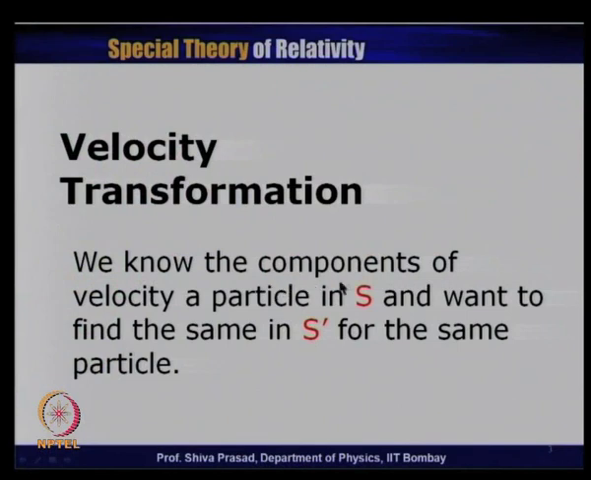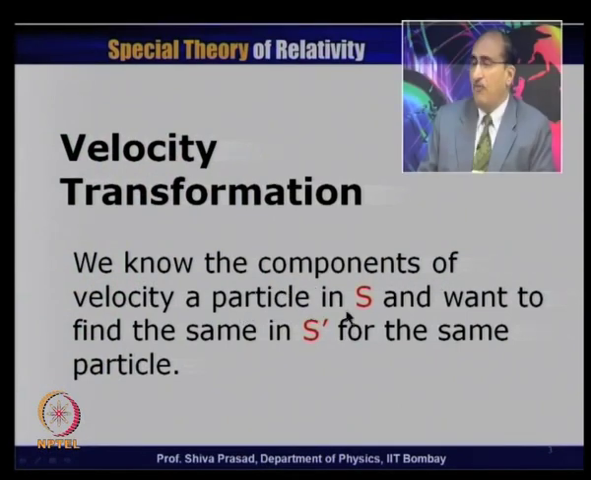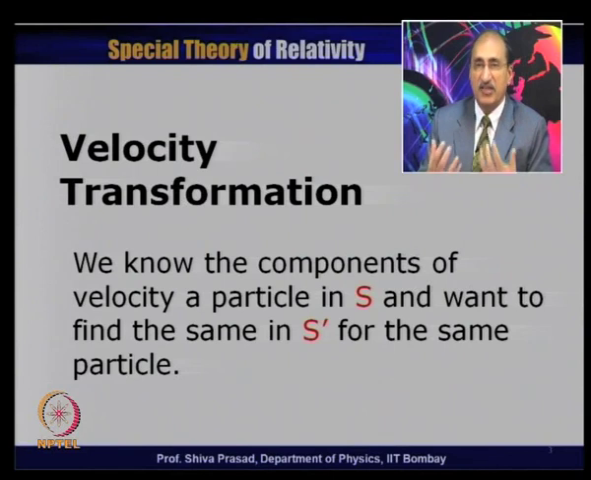So, this is what we call velocity transformation. We know the components of the velocity of a particle in S and want to find the same in S prime for the same particle. So, the equations which will relate these velocity components in S to the velocity components in S prime would be called velocity transformation.